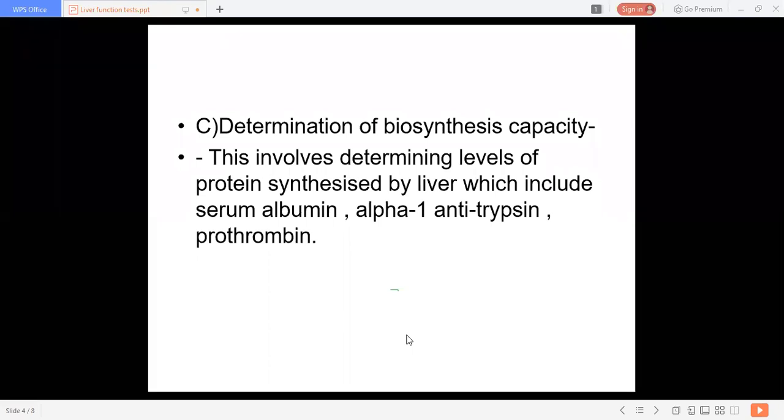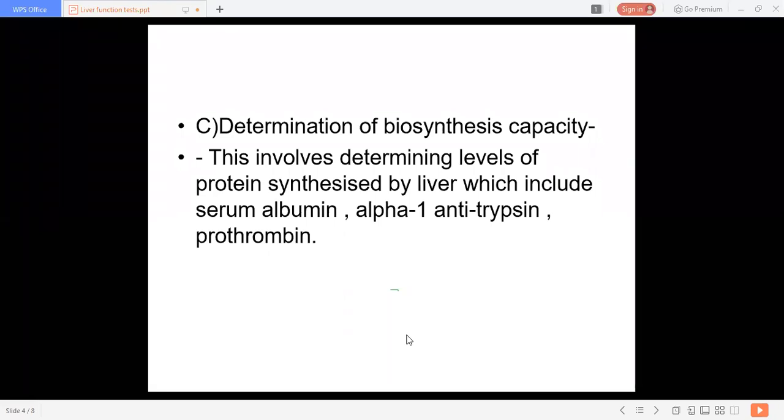This GGT indicates which type of diseases? Diabetes mellitus, pancreatitis, myocardial infarction. Normal values of GGT are 9 to 48 units per liter. So it indicates damage of the liver.